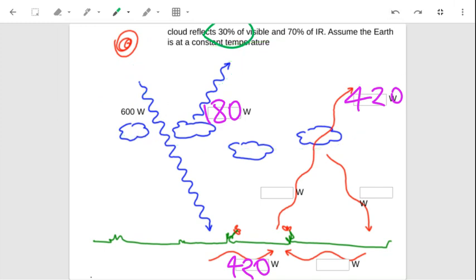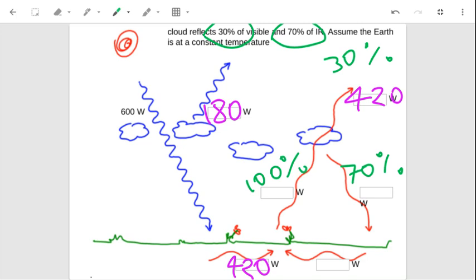The next thing we need to do now is look back at those percentages, because 70% of the infrared is reflected. So this is a 70% here, this is 30% here, and 100%. This time we know the 30%. So to get to the 70, divide by 3 and times by 7. That's 140 times 7, which is 70 plus 28, so 980 watts here. And divide by 3 and times by 10, that's 1400 watts.